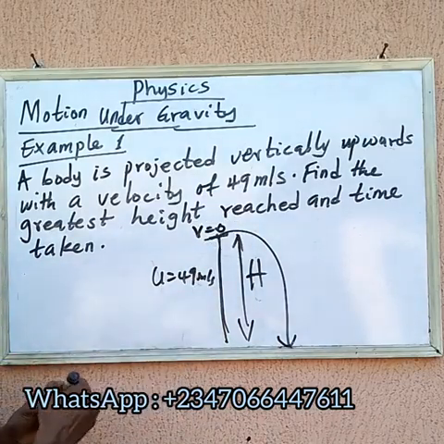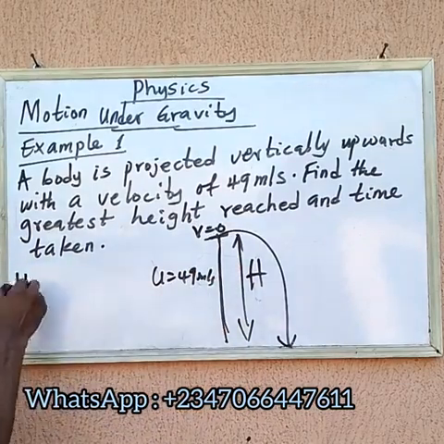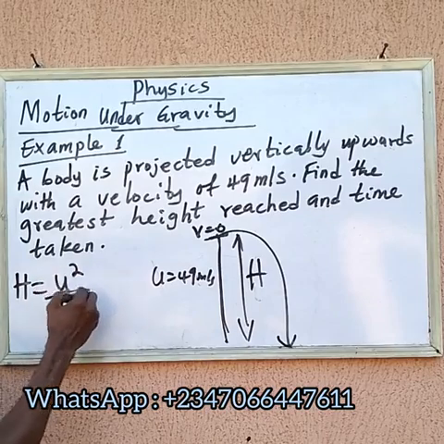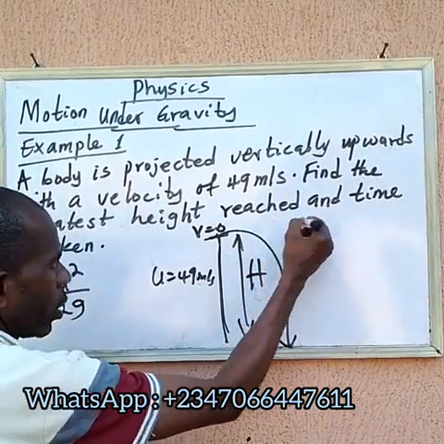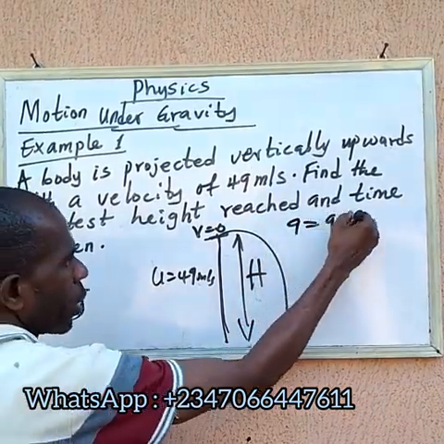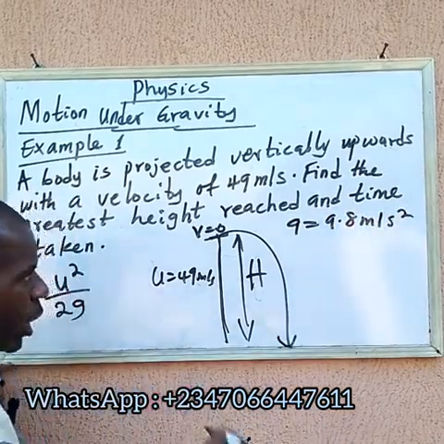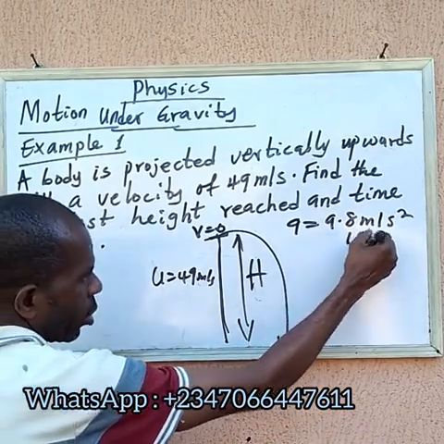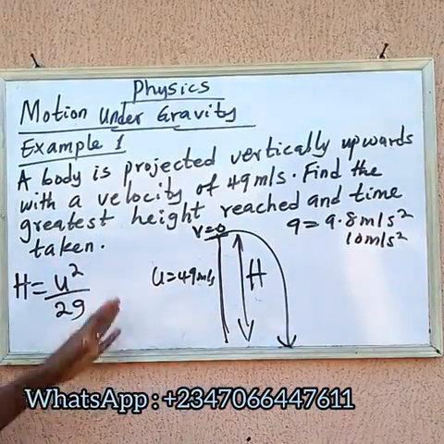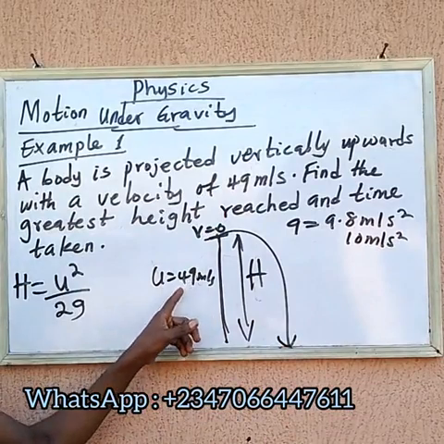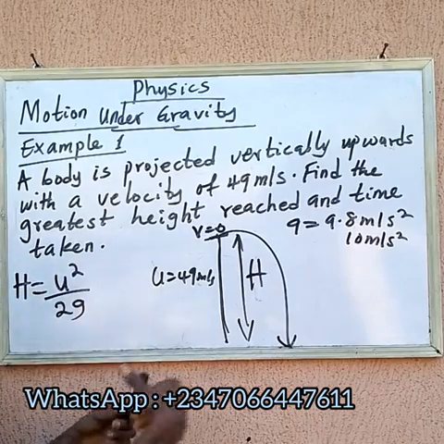I gave you the formula that to get to this greatest height, h is equal to u squared all over 2g. And we already know that g is 9.8 meters per second squared, or sometimes you can use 10 meters per second squared, no problem. We are given that the initial velocity is 49 meters per second. So it's very easy. Just plug it in.